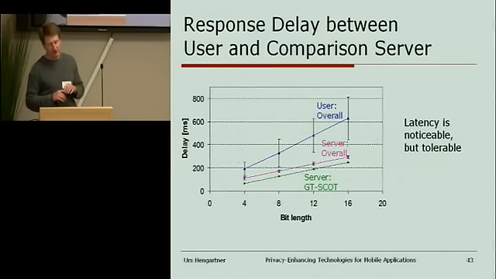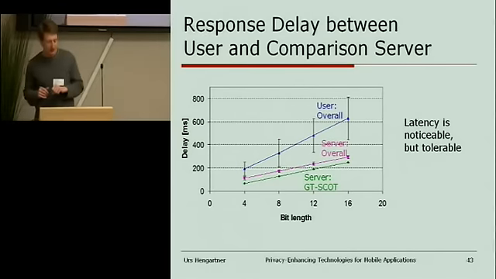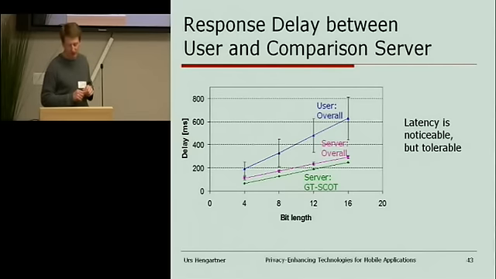The second operation is the comparison operation between the user and our secure comparison server. Remember, this is a bitwise operation, so each bit is compared individually, and so that's why we have the bit length on the x-axis, and on the y-axis we have the actual delay. And so we give the delay for various components of the protocol, like the server and the user.